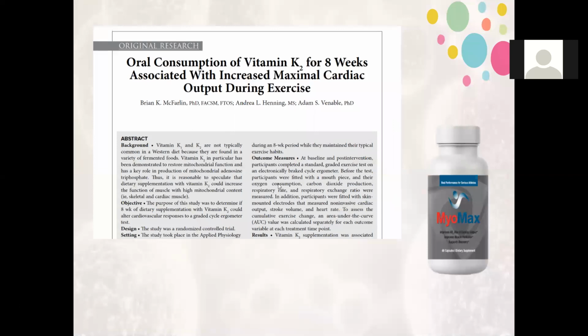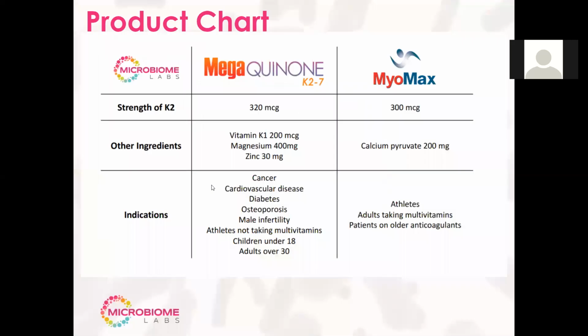And here is our study. We took an approach of looking at cardiovascular effects of K2 and found that it increases cardiac output by 13% and increases blood flow dramatically. So this is very helpful for anybody, but certainly will give an edge to any type of competitive athletes.